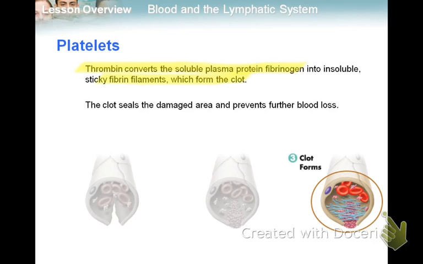On the outside, we see this as a scab, if we have a skinned knee or whatever. The clot seals the damaged area and prevents further blood loss.